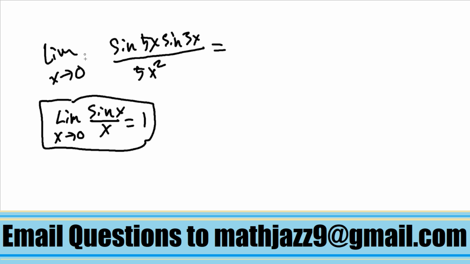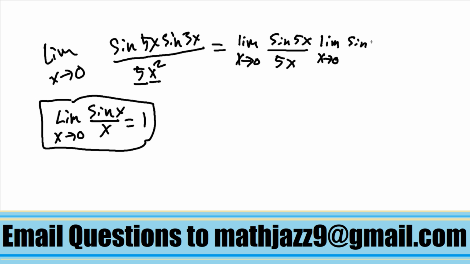So we can split this apart into product limits. First, the limit as x goes to 0 of, I want sine of 5x over 5x. That's going to take one of these x's and the 5. We have one x left over. We're going to put that into a second limit. The limit as x goes to 0 of sine of 3x over x.